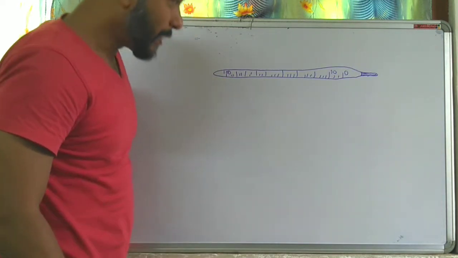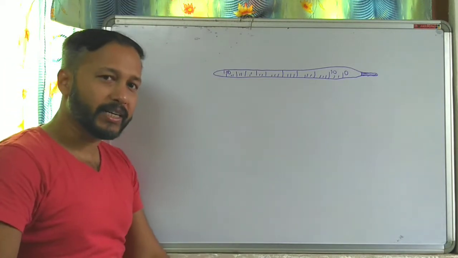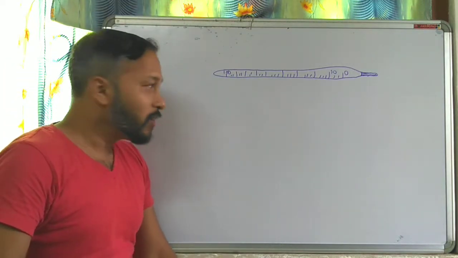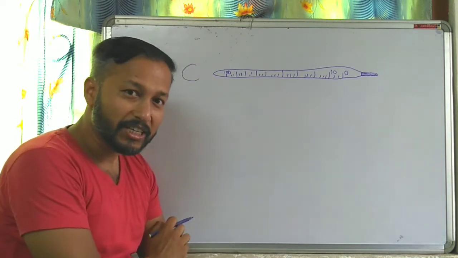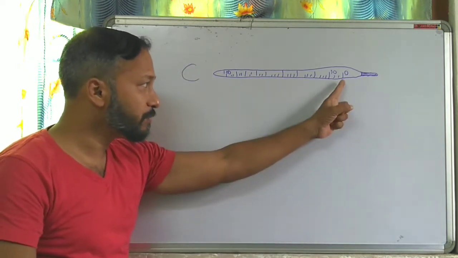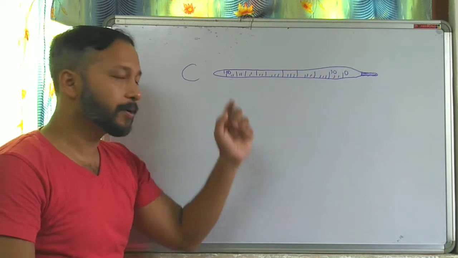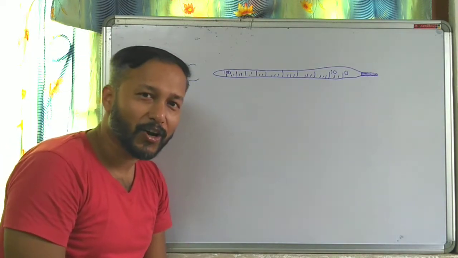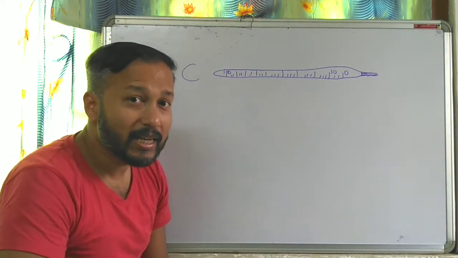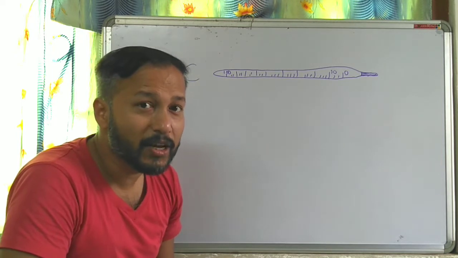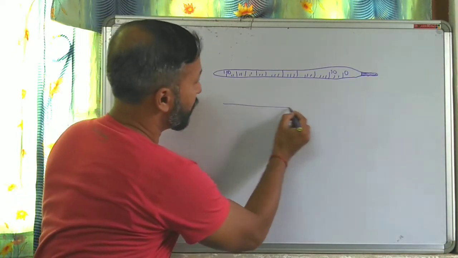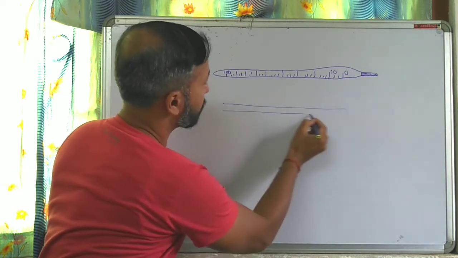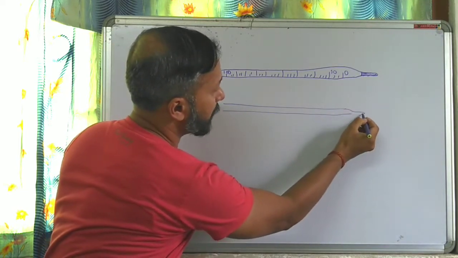Fine. This is the Celsius thermometer. So I am writing C here. The Celsius thermometer starts from 0 and ends at 100. Correct? The next thermometer is the Fahrenheit thermometer. Now, this is the Fahrenheit thermometer. Again, the mercury chamber.